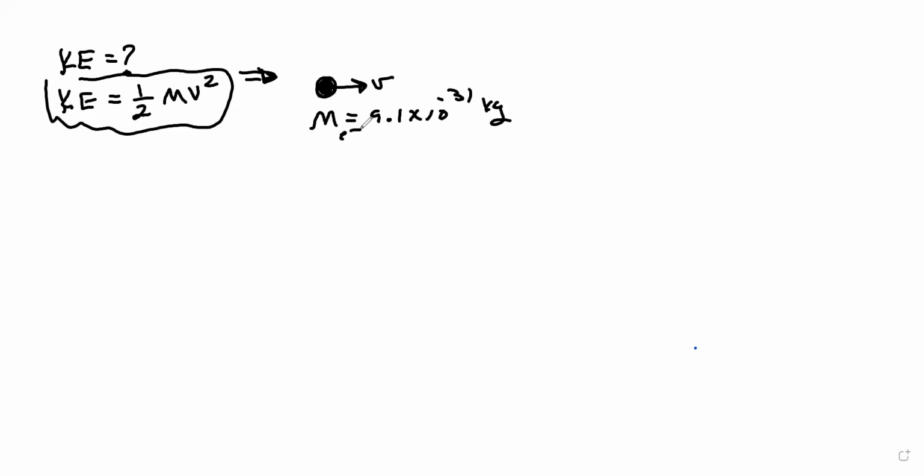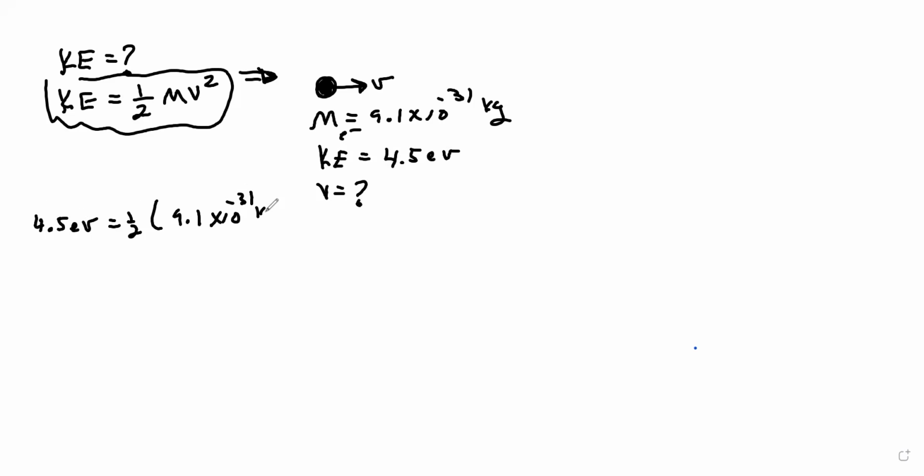And because it moves, it generates a kinetic energy of 4.5 electron volts. Just because it's moving, it generates that kinetic energy. And we want to find the velocity at which this particle is moving. So it's going to be 4.5 electron volts equal to 1/2 of the mass, which is 9.1 times 10 to the minus 31 kilograms, and we're looking for the velocity, but this is velocity squared.